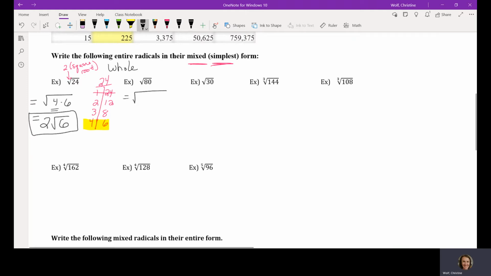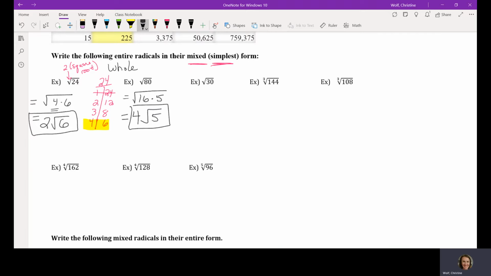16 times 5. Okay, so we rewrite it as 16 times 5. Now to simplify, I chose 16 because it's a perfect square. So the square root of 16 is 4. That pops out of the radical, and that 5 cannot be simplified anymore. There's no perfect square root of 5, so it stays underneath the radical, and we're done.